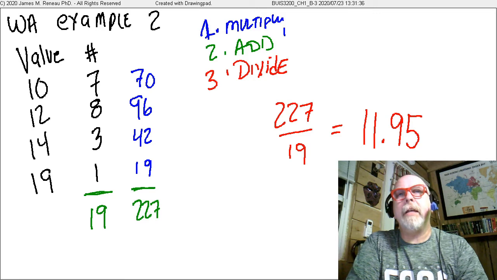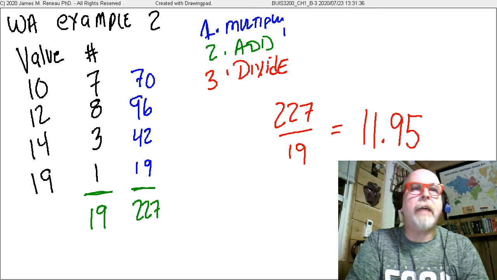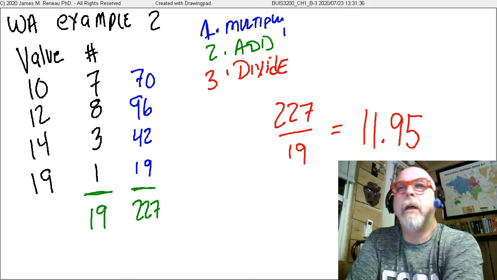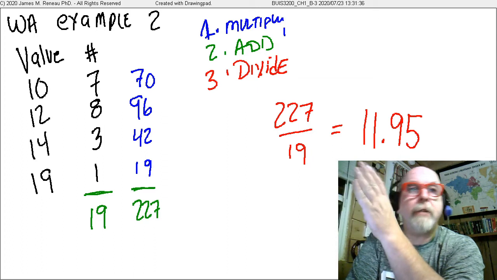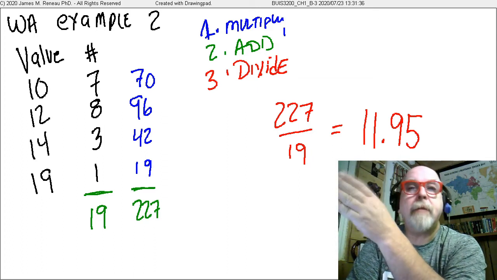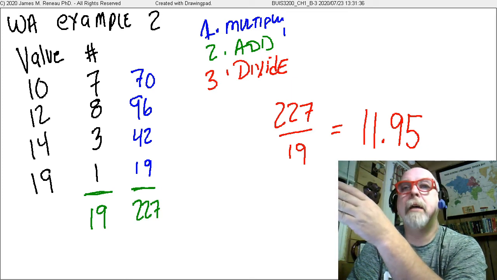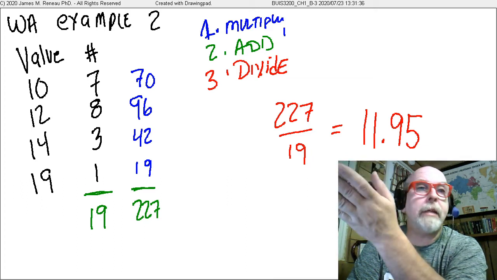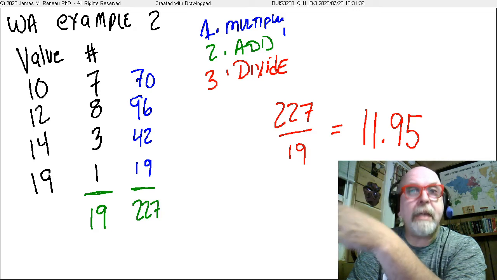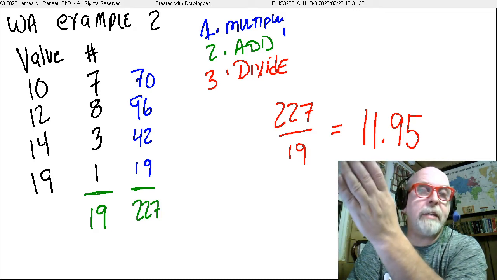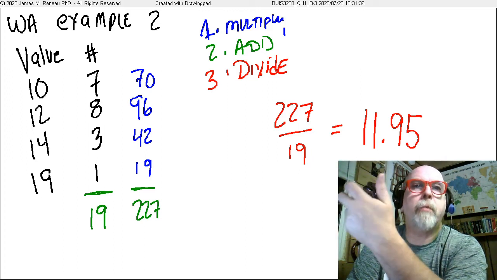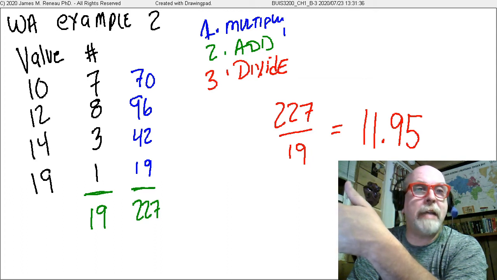Here's another weighted average example, but instead of using decimal percent weights this time, I'm just using numeric weights. So the first column is the value, the second column is the weight. So 10 times 7 would be 70. 12, the value, times a weight of 8 would be 96. 14 times the weight of 3 would be 42, and 19 times the weight of 1 would be 19. The total of the weights is 19, so that would be 227 divided by 19, or 11.95, the weighted average, because there are so many more 10s and 12s than there are 14s and 19s.